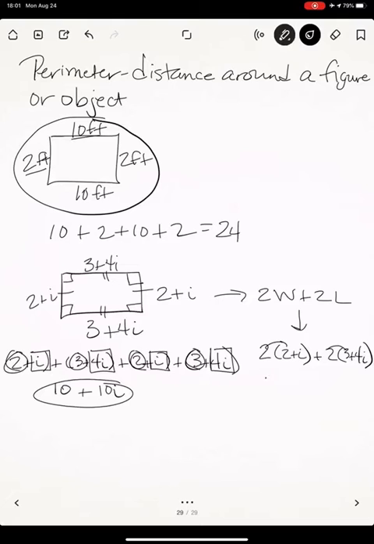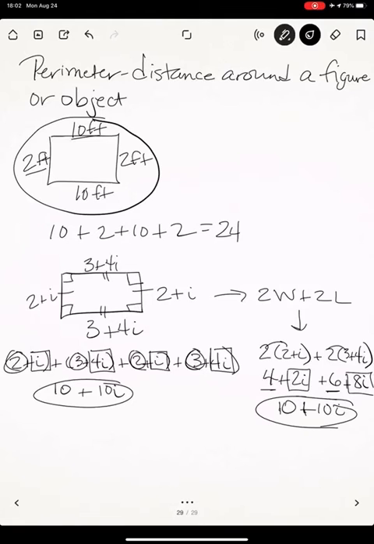2 times 2 is 4. 2 times i is 2i. Over here, we would say 2 times 3 is 6. And 2 times 4i is 8i, okay? And now we're just going to put our like terms together. So we got 4 and 6. 4 plus 6 is 10. And over here, we have 2i and 8i, which give us 10i, okay? So again, we got the same answer either way.